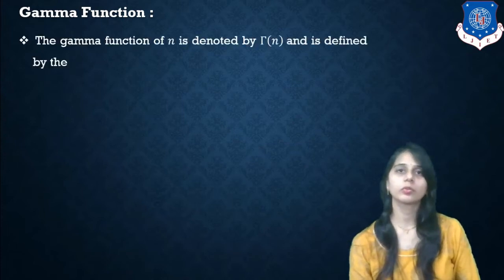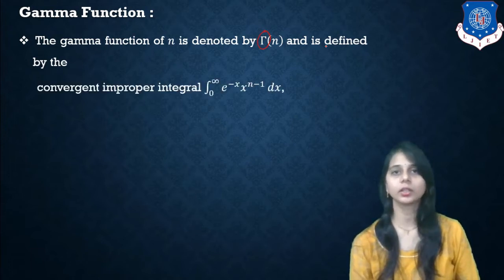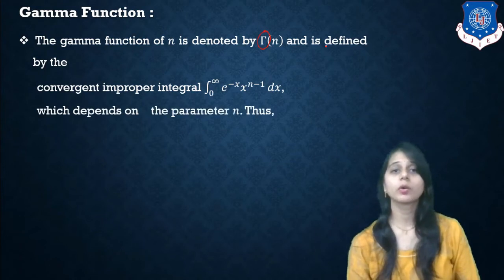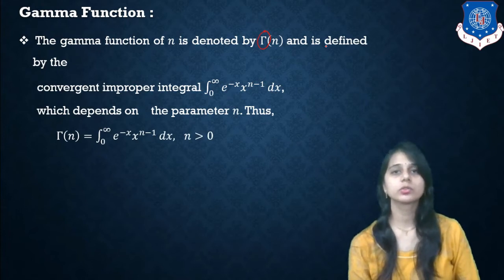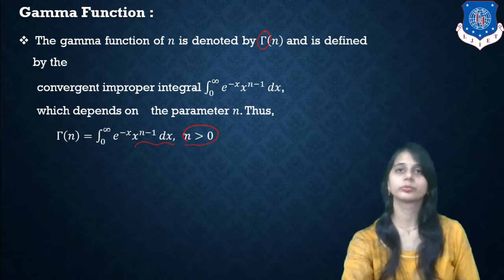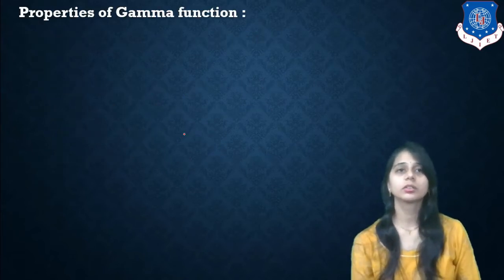The gamma function of n is denoted by gamma n. It is a notation of the gamma function and is defined by the convergent improper integral, integration 0 to infinity e raised to minus x, x raised to n minus 1 dx, which depends on the parameter n. Thus, gamma n equals integral 0 to infinity e raised to minus x, x raised to n minus 1 dx, where n is greater than 0, a non-zero number other than a negative integer.